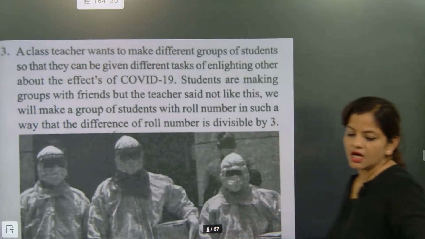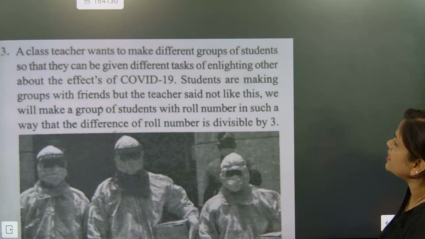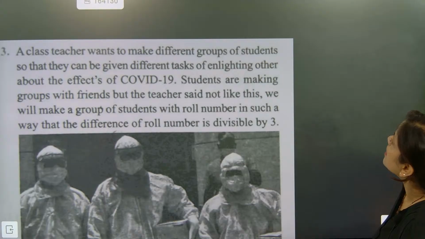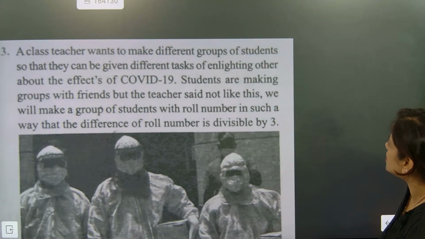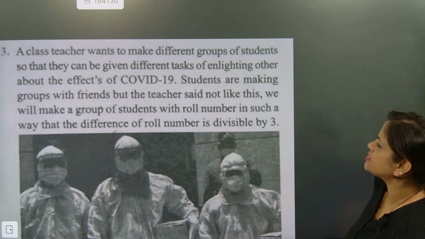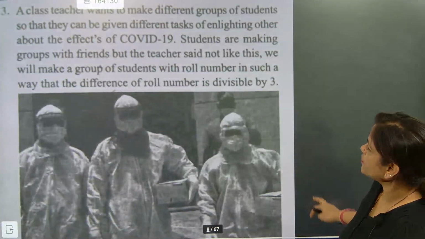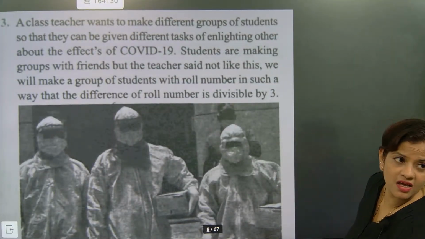A class teacher wants to make different groups of students so that they can be given different tasks of enlightening others about the effects of COVID-19. Students are making groups with friends, but the teacher said not like this. We will make groups of students by roll number in such a way that the difference of roll numbers is divisible by 3.